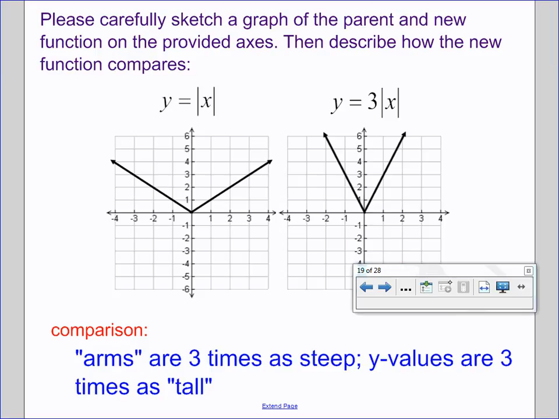Now it's time to do our graphing. And so we're going to carefully sketch a graph of the parent and then the new function. How does the new function compare? Well, notice the 3 multiplier makes the y coordinates 3 times as tall for a given input. No longer do we have the key point 1, 1. We now have 1, 3. The y coordinate is 3 times as tall. No longer do we have the point 2, 2. We'll have 2, 6. The y coordinate is 3 times as tall. And so you can get key points by multiplying the y coordinates of each key integer point by 3 before plotting them. 3 times as tall, the arms are 3 times as steep.